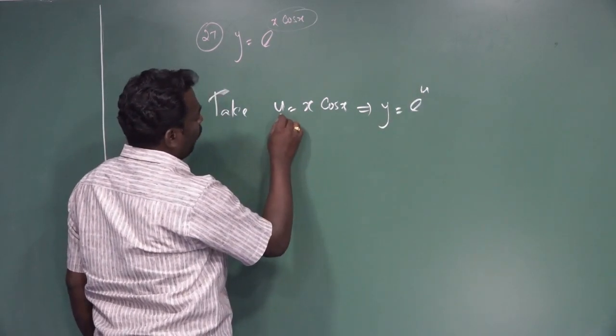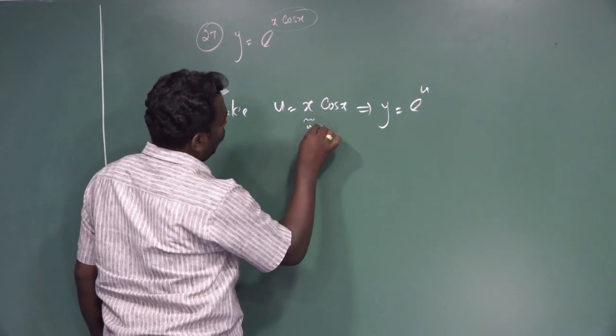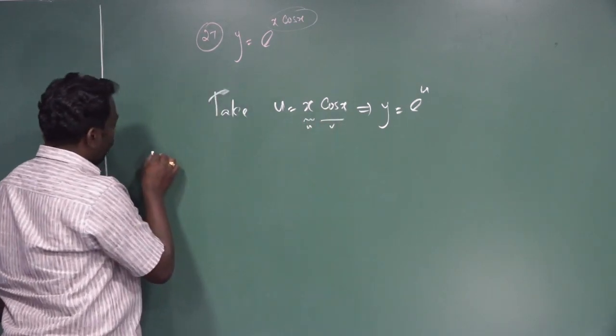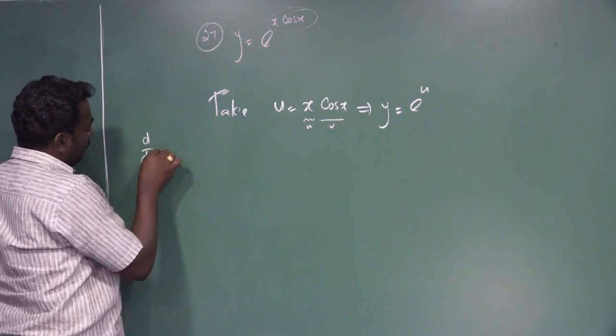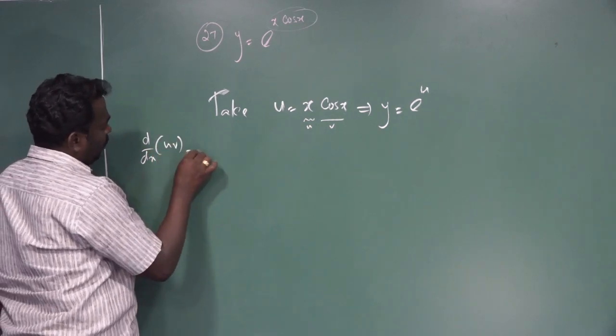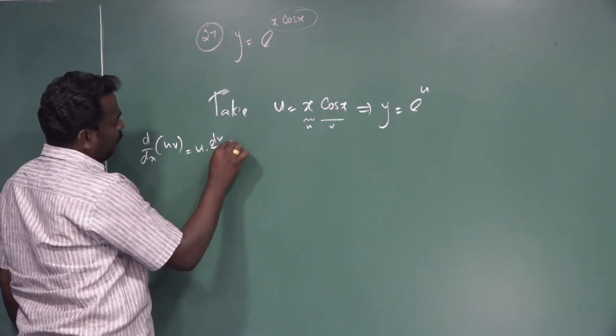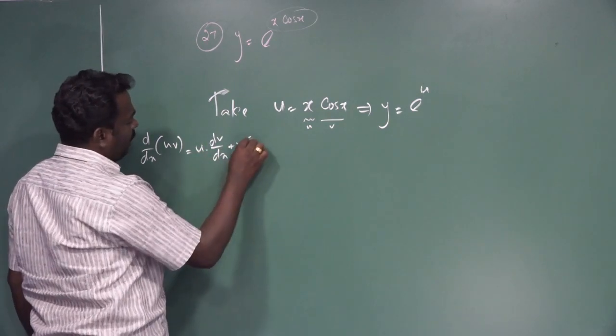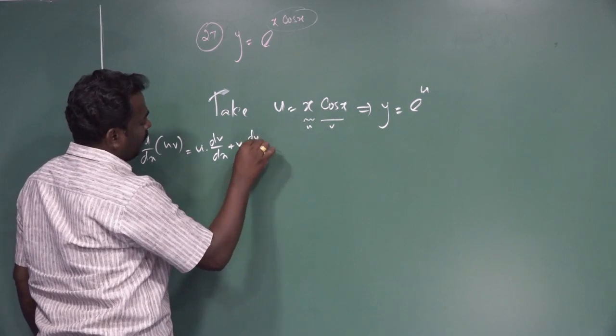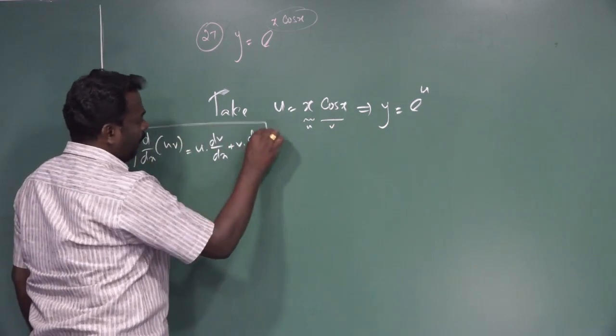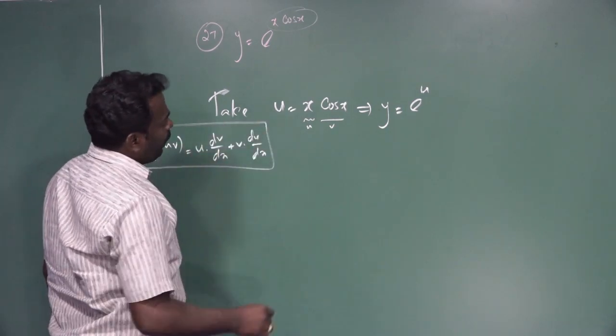Differentiate the u function by applying which rule? The u into v rule. So we know d by dx of u into v is equal to keep u as it is, differentiate v, plus keep v as it is, differentiate u. Apply the product rule to simplify the first derivative.